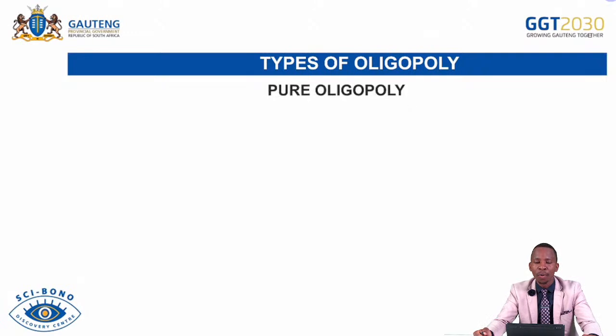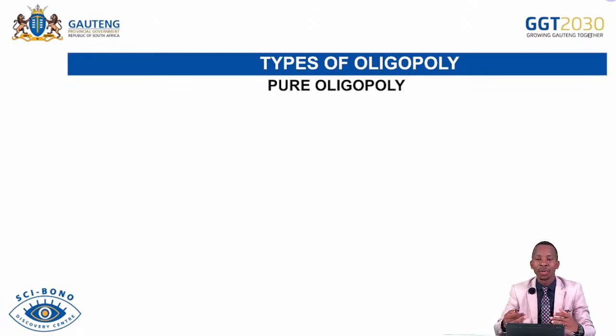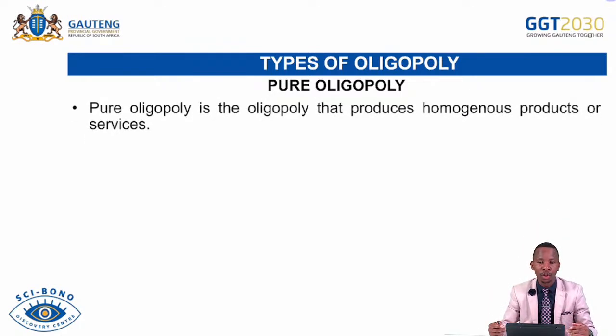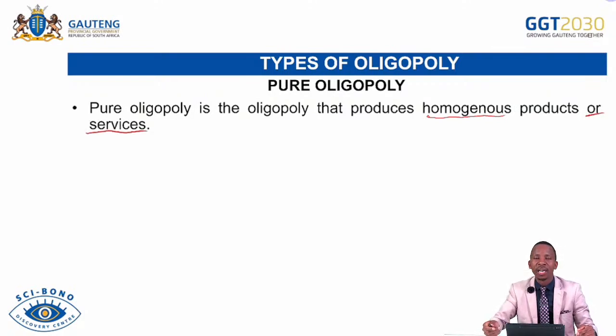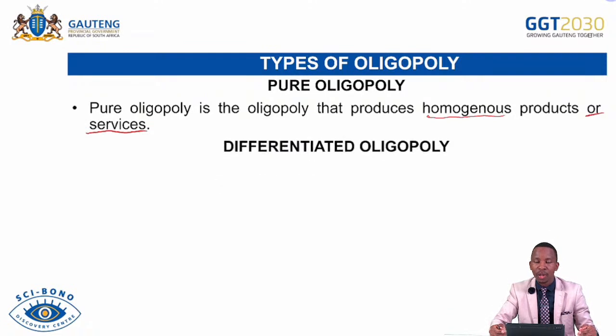So, types of oligopoly. We have a pure oligopoly, which is an oligopoly that produces a homogeneous product. So a pure oligopoly produces homogeneous products or services. The goods produced by the oligopoly in this case are homogeneous, identical or similar. In that case, we can talk about the petroleum industry, whereby they provide simply the same products.